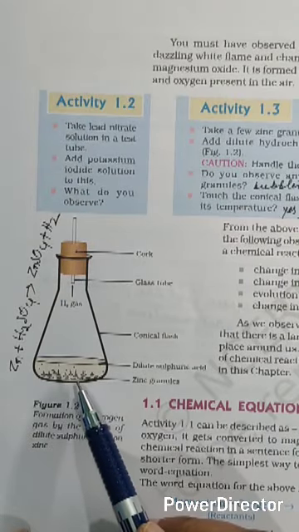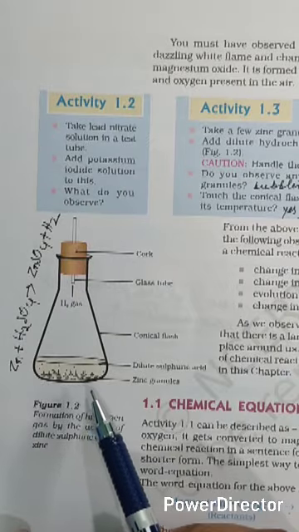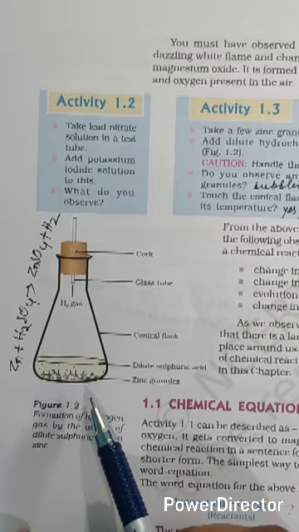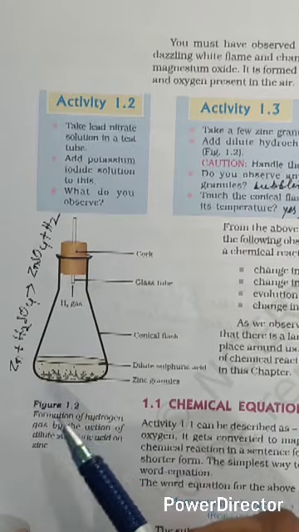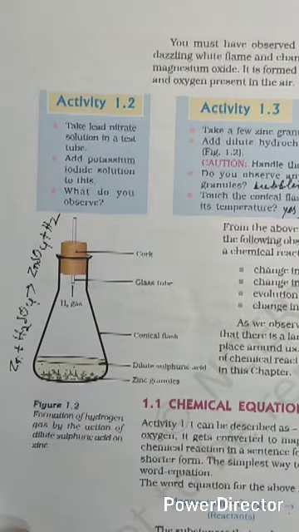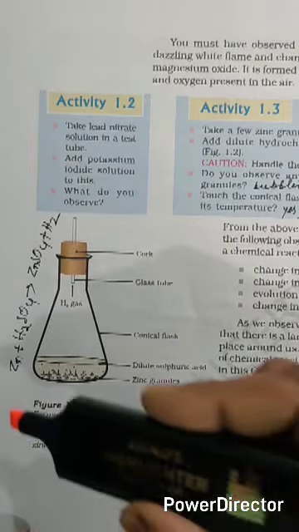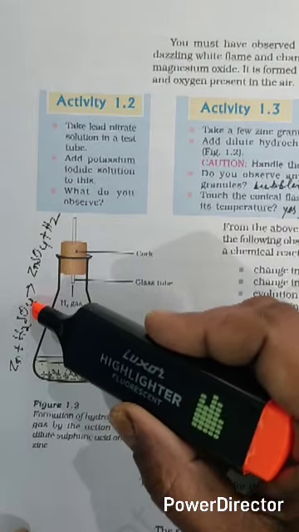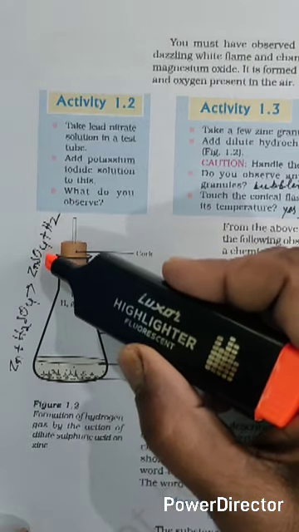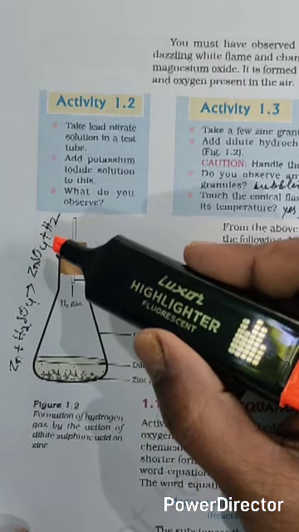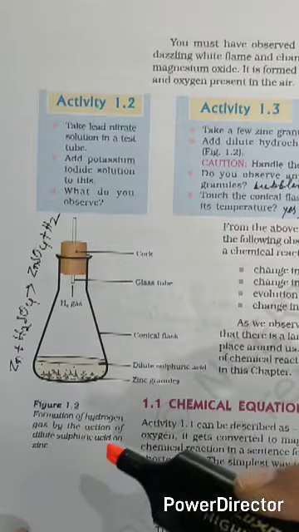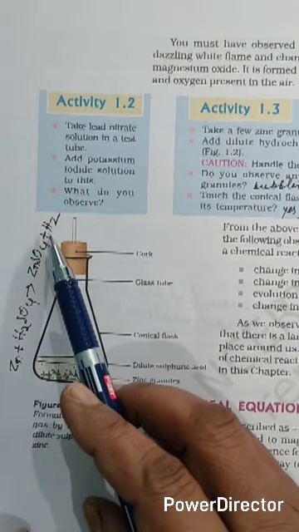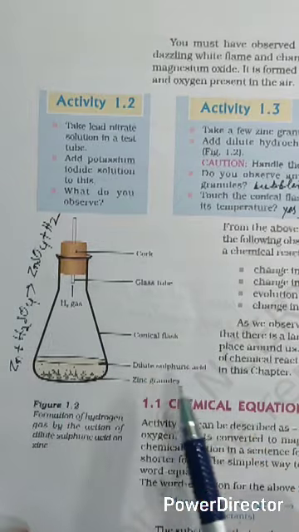So what will happen whenever we add this dilute sulfuric acid? Then a reaction will happen. So what is the reaction involved? You see, I have written here zinc, Zn, plus H2SO4, sulfuric acid. Then what will form? Zinc sulfate and hydrogen gas. Okay, so hydrogen gas evolves.